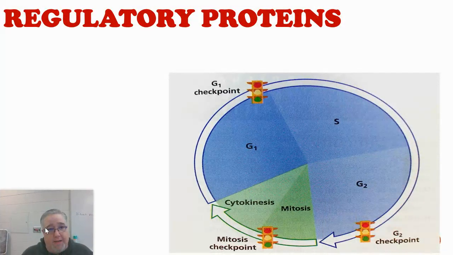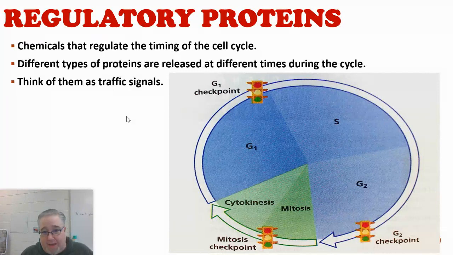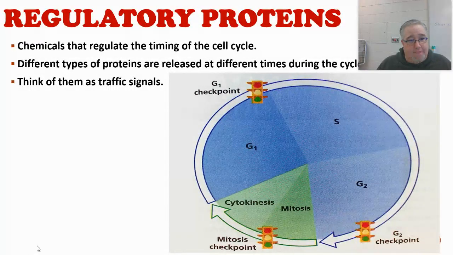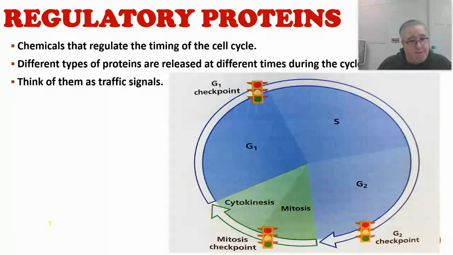Now, regulatory proteins are chemicals that regulate the timing of the cycle. I like to think of them as streetlights or traffic signals. So let's say, for example, I'm going to get my little electronic pen here. Let's say that we've got a cell. Here's our cell, and let me change colors. Let's use red. So there's our cell.